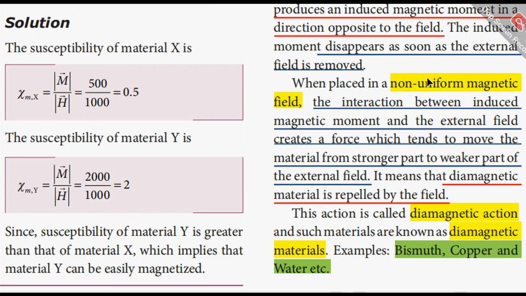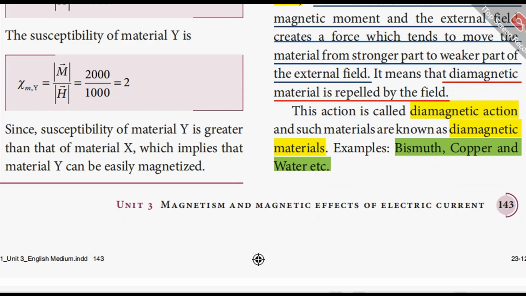But when placed in a non-uniform magnetic field, the interaction between the induced magnetic moment and the external field creates a force which tends to move the material from the stronger part to the weaker part of the external field. It means that a diamagnetic material is repelled by the field. This action is called diamagnetic action, and such materials are known as diamagnetic materials. Examples for diamagnetic materials: bismuth, copper and water, etc.